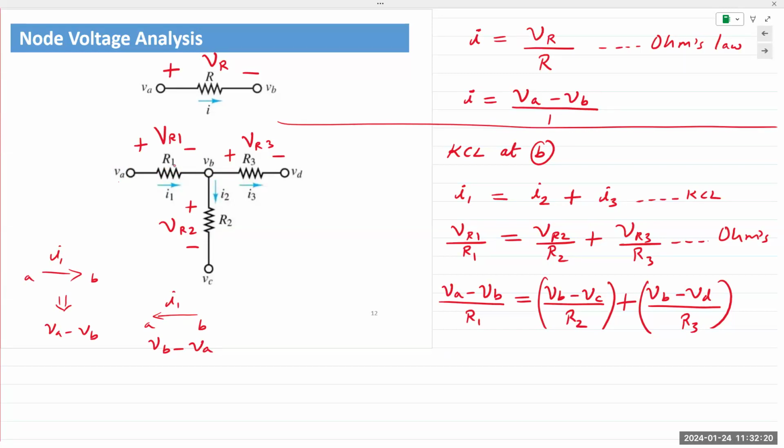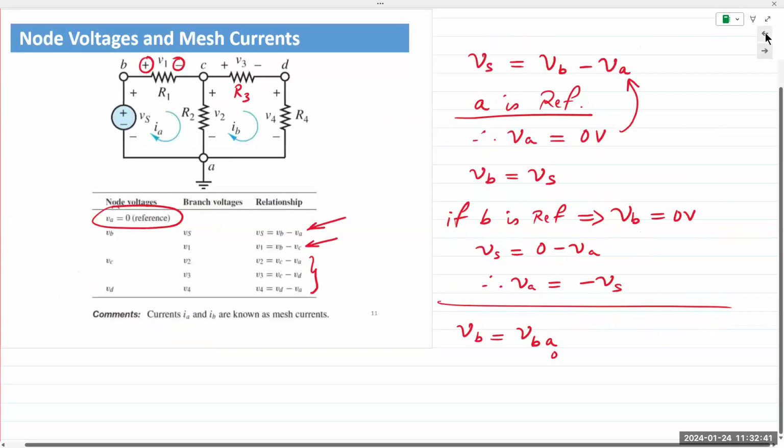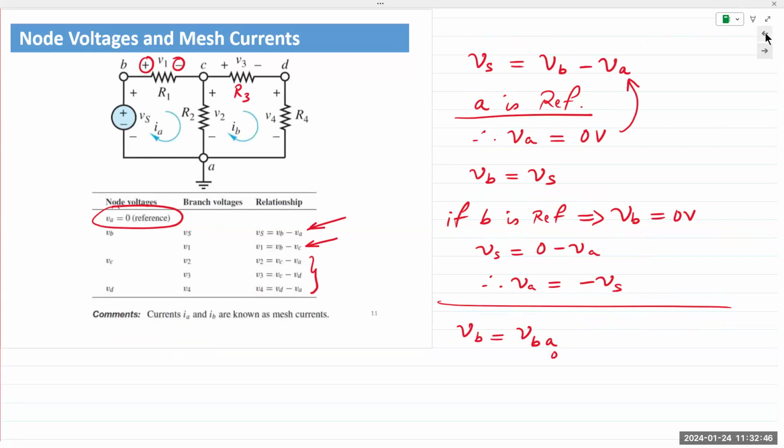Okay, any other questions? So at this point, we have unknown variables VA, VB, VC, and VD, and our known quantities are R1, R2, and R3. 4 unknown variables, right? But let's go back one slide. We had a similar illustration right here, right? 4 nodes, A, B, C, D. If we choose A as the reference node, we have 4 nodes, so 4 unknown variables.